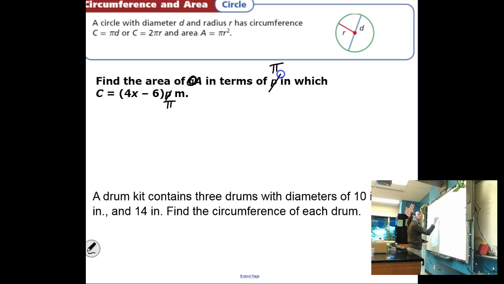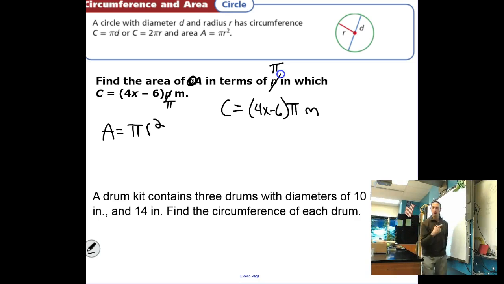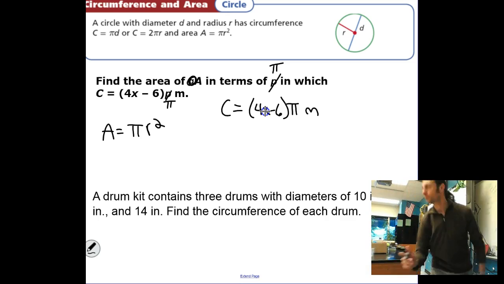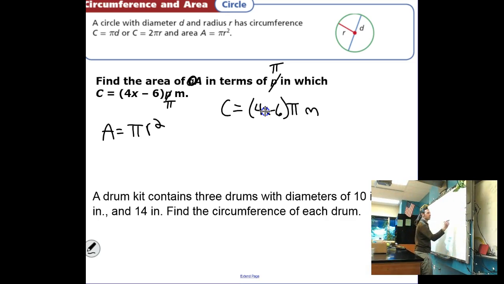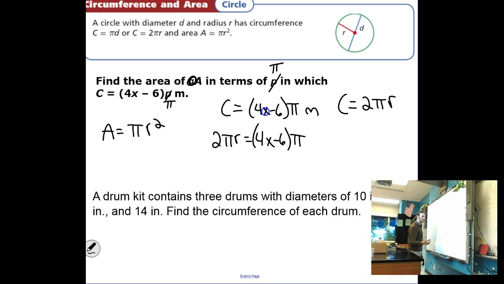All right, so this is circle A in terms of pi, in which the circumference is, so C equals 4x minus 6 pi meters. And it says find the area. Okay, well, area equals pi r squared. So what I'm trying to do out of this is figure out what the radius is. Okay, well, substitute the formula here. Circumference equals 2 pi r. And so I'm going to set 2 pi r equal to 4x minus 6 pi. And now I'm going to solve for r.